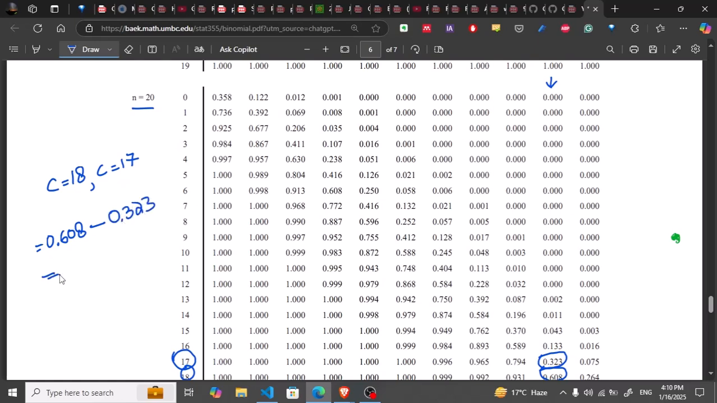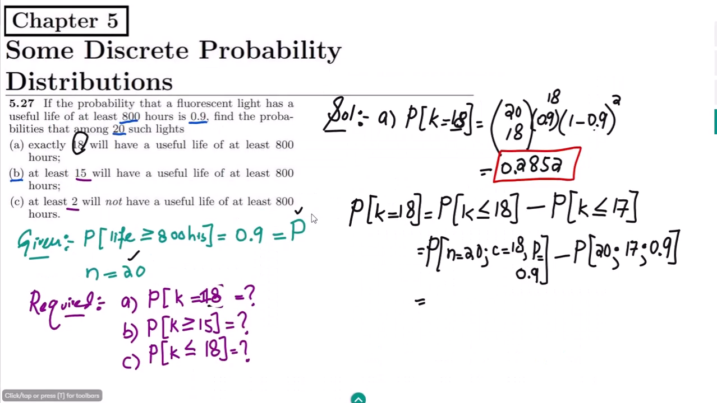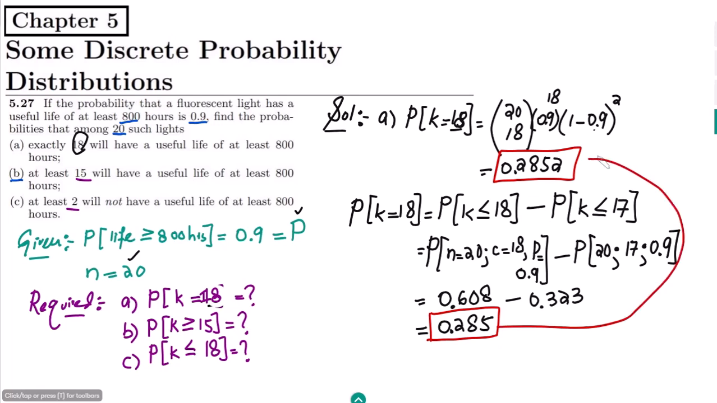It is 0.323. So let me take them and move them here. It is 0.608 minus 0.323, so the answer is 0.285, which is similar to what we had here. That is basically the solution by tabular form, which is similar to the formula method. Okay, so this is the solution for part A.